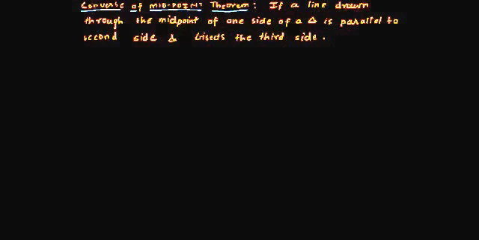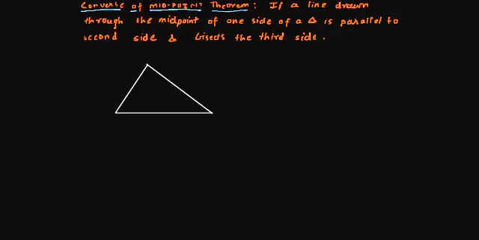If a line drawn through the midpoint of one side of a triangle is parallel to second side, it bisects the third side. Let us draw a diagram and try to understand this. This is a triangle. Let us name it. This is your triangle ABC. Now, P is midpoint of side AB.